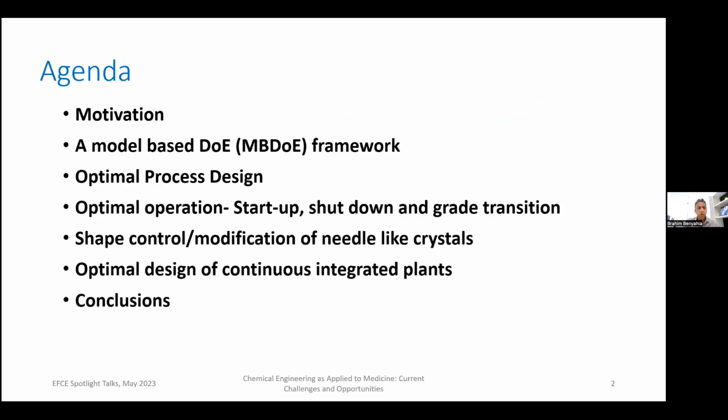And I will talk about some of the issues, particularly in the space of formulation and crystallization, such as shape control and modification. And this is again another framework that we have developed. And with this, we can also think about the optimal design of the whole process or integrated processes. And I will wrap up with some concluding remarks.